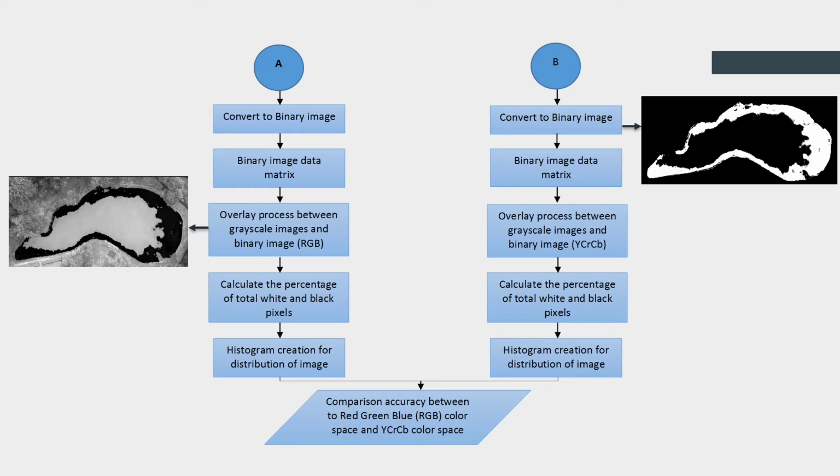And then we overlap the grayscale image on the binary image and calculate the percentage of total white and black pixels. And then a histogram version for the distribution of the image. Then we compare the accuracy between the RGB color space model and the YCrCb color space model.